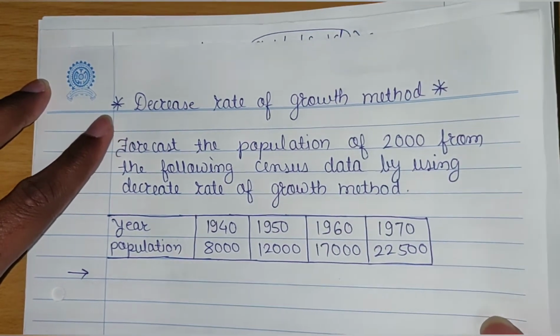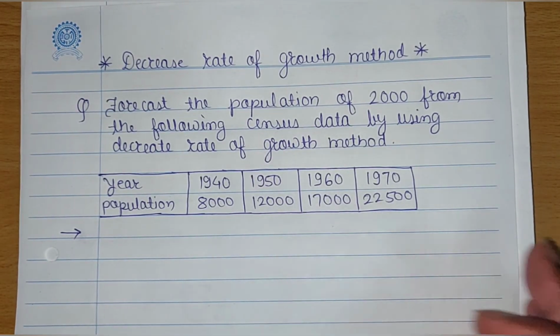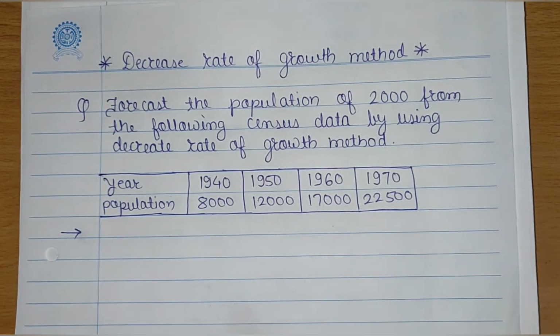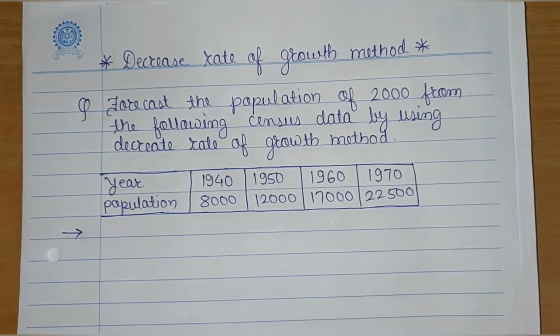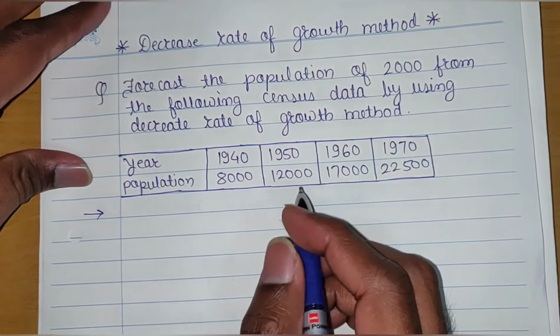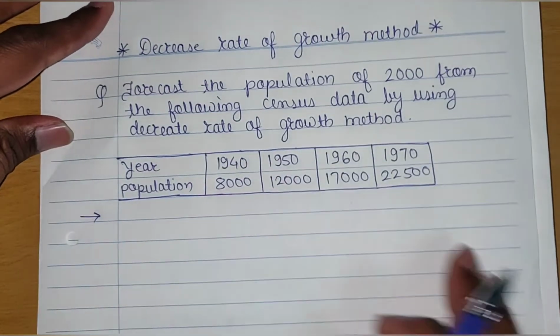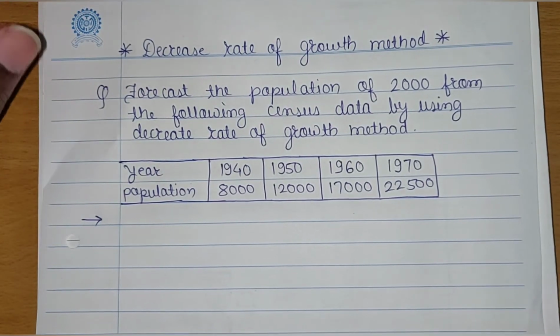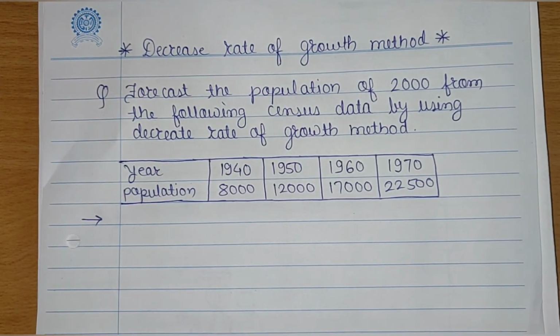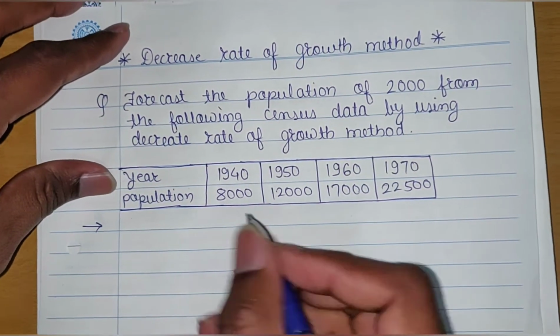You will get a clear idea of this method during this numerical. Okay, so let's start with this. This method, the decrease rate of growth method, can be solved in two ways. You can directly find the population at the end of any year or at the end of any decade by using a simple formula.